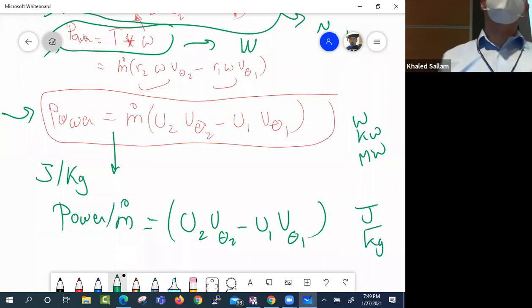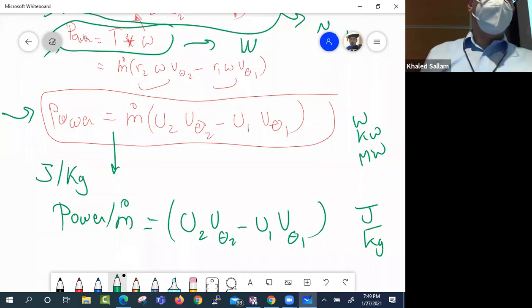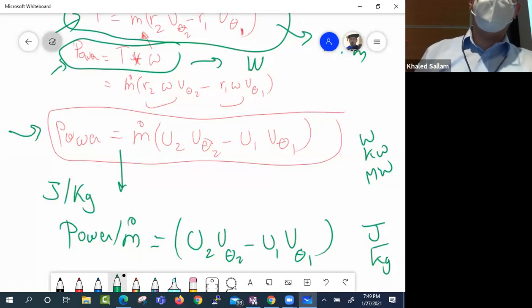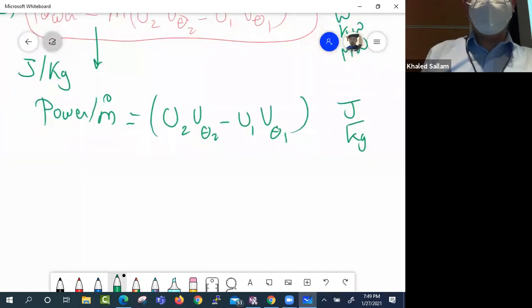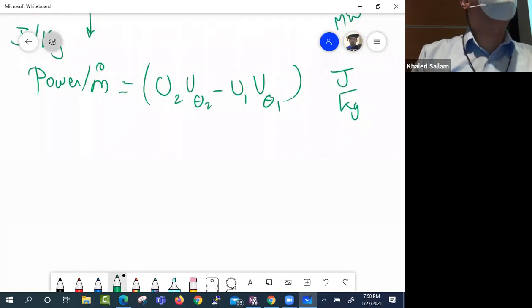So now I respect this equation. If I go the other route and tell myself, no, let me calculate the torque and the power and then divide over m dot, why? Here is the power per m dot directly. And so you look at this equation, power per m dot, and you realize that it's all about velocity. It's the velocity triangle. We call it the velocity triangle.